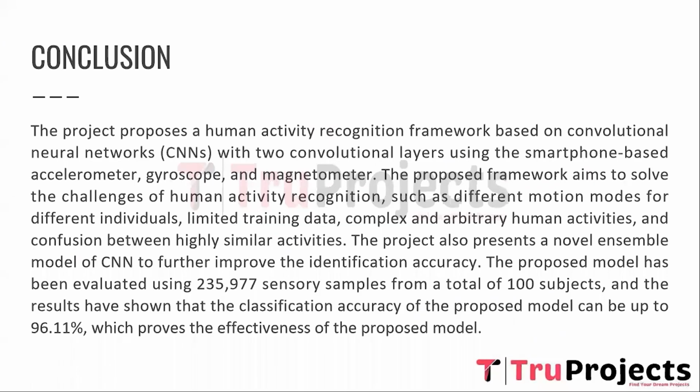The project proposed a human activity recognition framework based on the convolution neural network with two convolution layers using the smartphone-based accelerometer, gyroscope, and magnetometer. The proposed framework aims to solve the challenges of human activity recognition, such as different motion modes for different individuals, limited training data, complex and arbitrary human activities, and confusion between highly similar activities. The project also presents a novel ensemble model of CNN to further improve the identification accuracy.